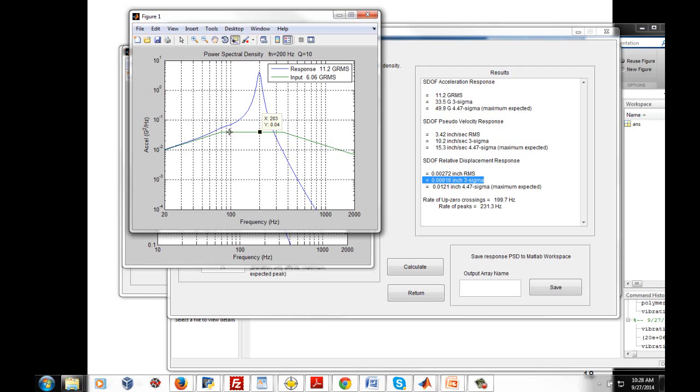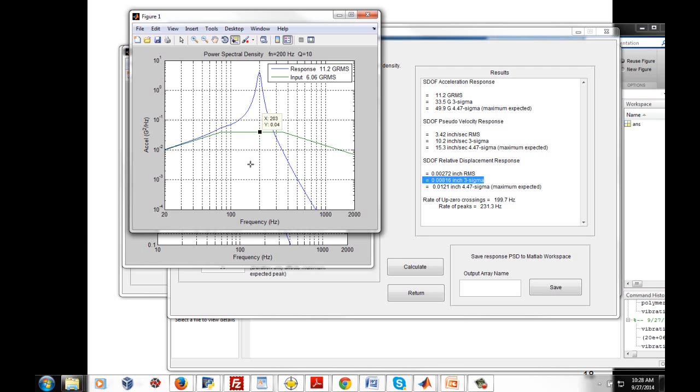But anyways, this is the base input PSD, and this blue curve here is our response PSD. Most of the energy is concentrated about 200 hertz, which is the natural frequency. We would call this a narrowband random response. We've talked about these before.